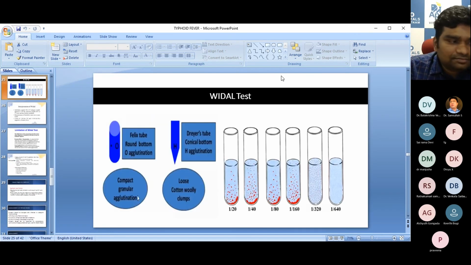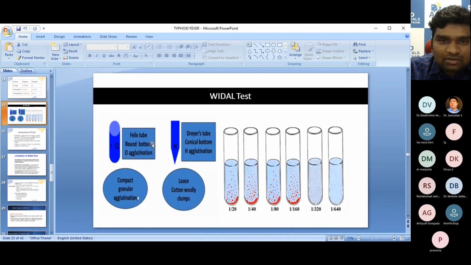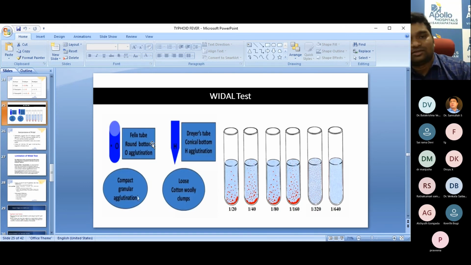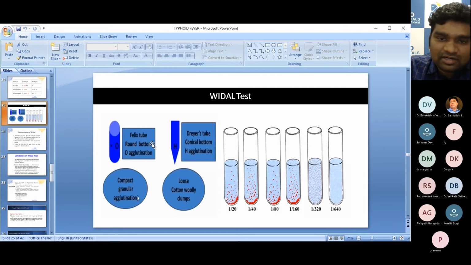So in the Widal test, two things are there: O agglutination and H agglutination. For O agglutination we use the O antigen, and the agglutination pattern is different. O agglutination is done in the Felix tube, round bottom, with compact and granular agglutination. H agglutination is done in a dry tube, conical bottom, with loose cotton woolly clumps. So these are the differentiating features between O antigen and H antigen agglutination.